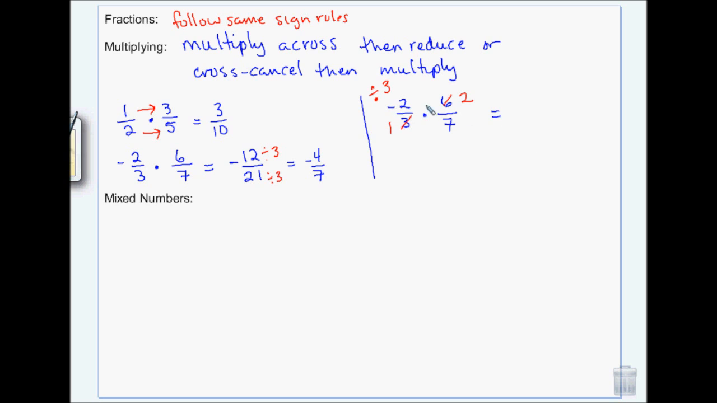Then if I multiply, I have a negative times a positive still. 2 times 2 is 4. 1 times 7 is 7. As you can see, I got the same answer. It's just that in one example, we multiply and then we reduce. In the other example, we reduce and then we multiply.